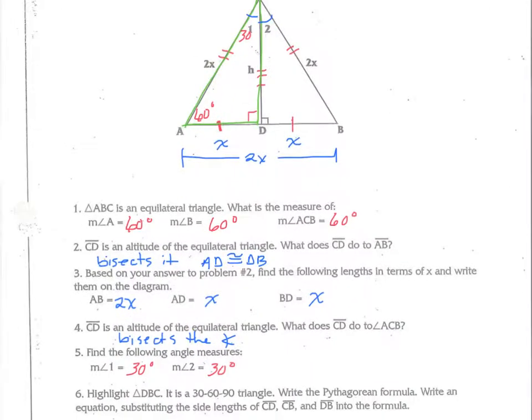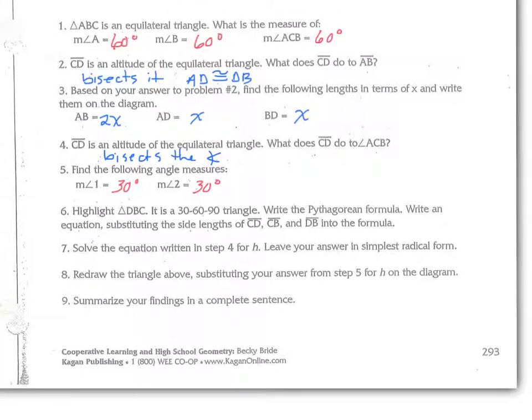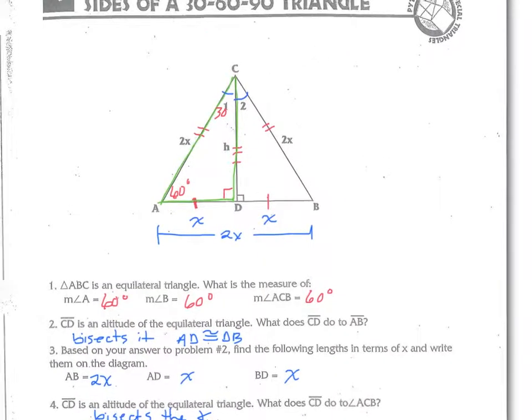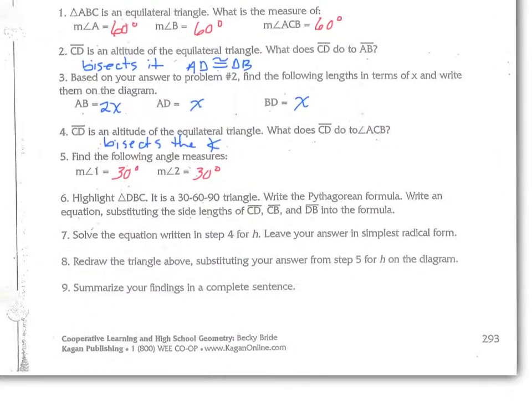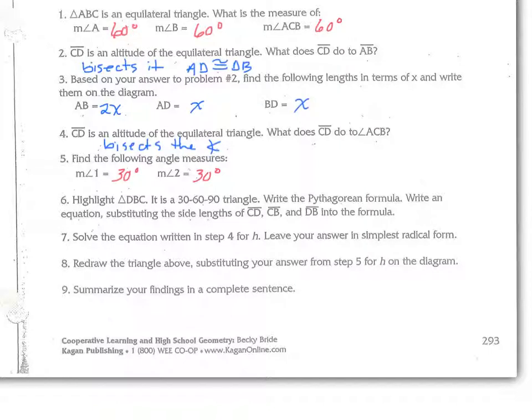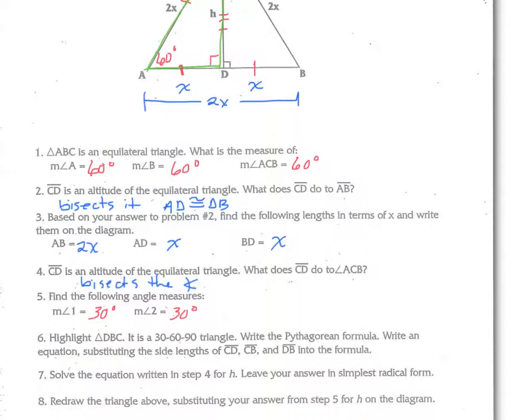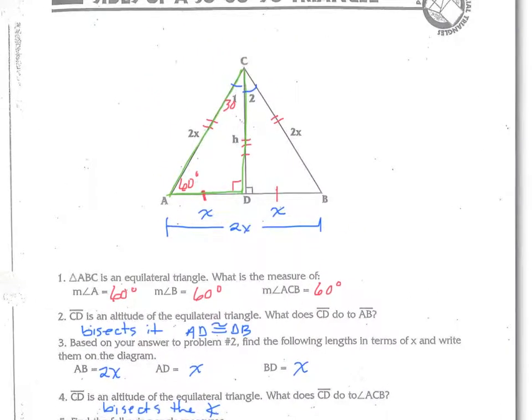All right, so let's finish it up. I highlighted the opposite side already. You can highlight triangle DBC if you want to. It is also a 30, 60, 90 triangle. I want you to write the Pythagorean formula, write an equation substituting the side lengths of the three sides of that triangle into the formula, and then solve the formula for h and leave your answer in simplest radical form. If I were you, I would do that up here because you're going to have no room down there. So start with your formula.